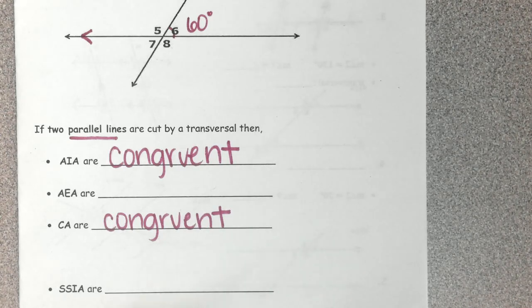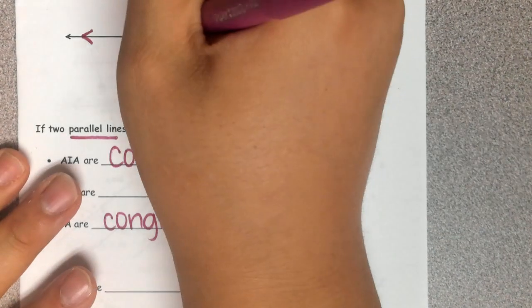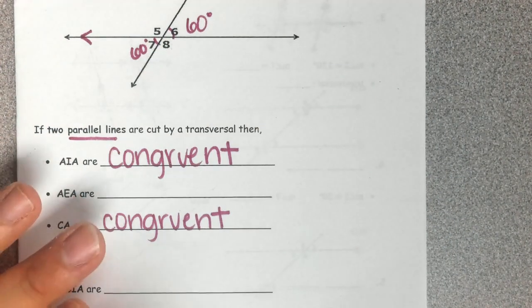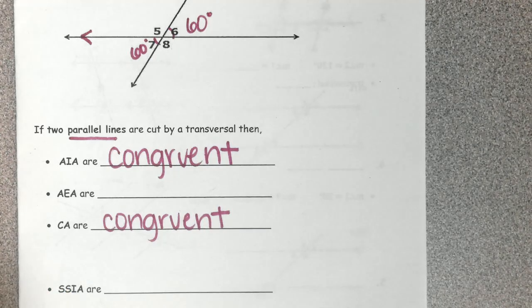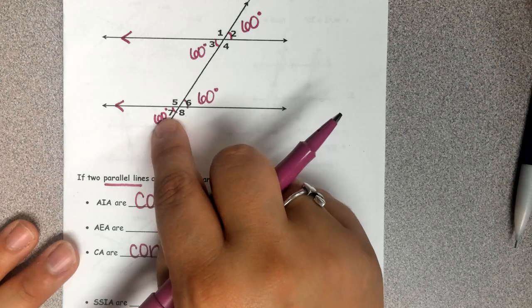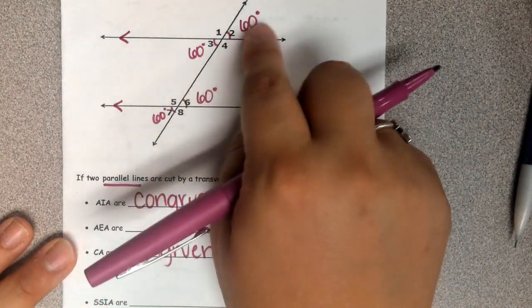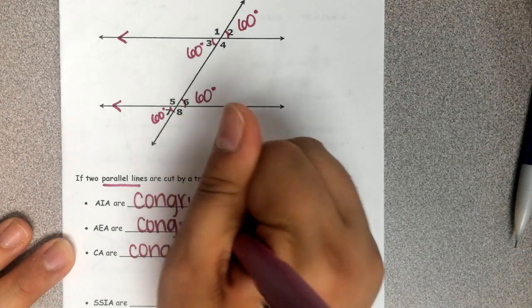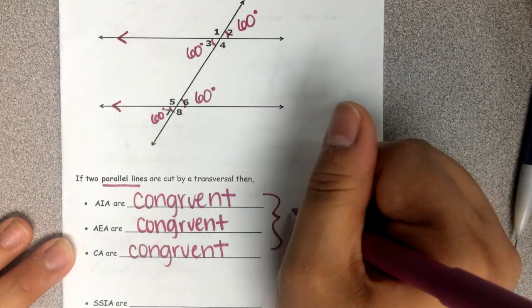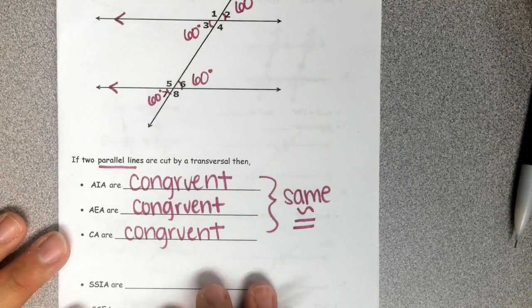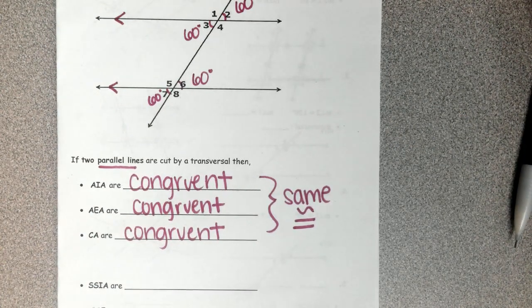Y'all told me something else was 60. 7. Because it's a vertical angle to 6, that's going to be the same. What about AEA? 7 is AEA with what? 2. Are they the same or different? Same. All of these are congruent or the same if your lines are parallel. If you know one, you know all of them.